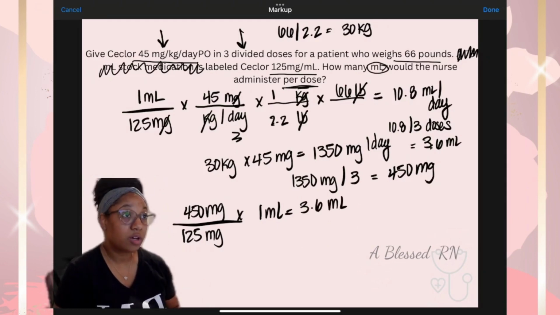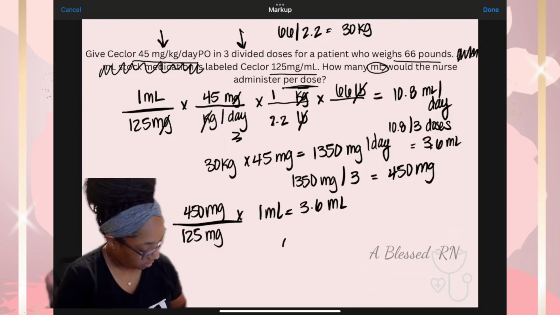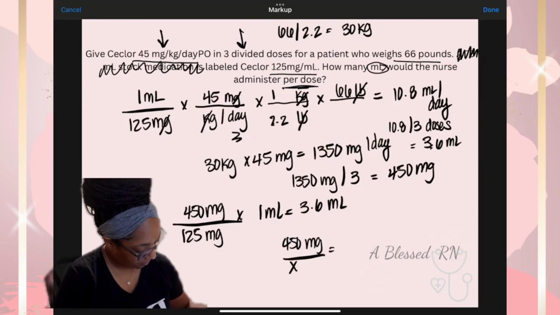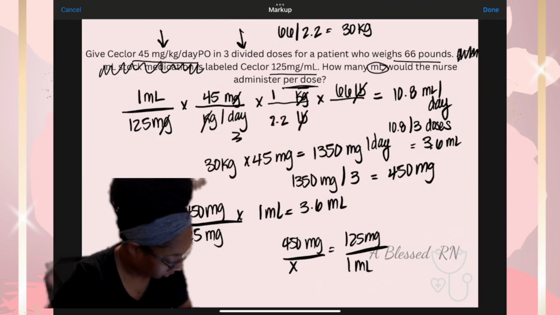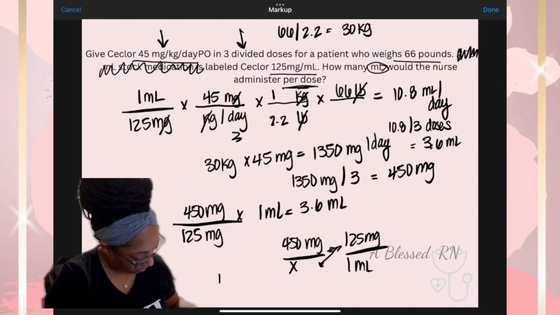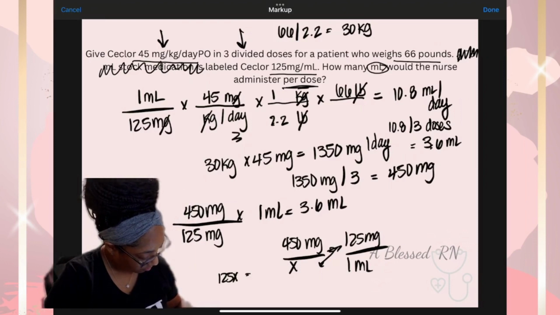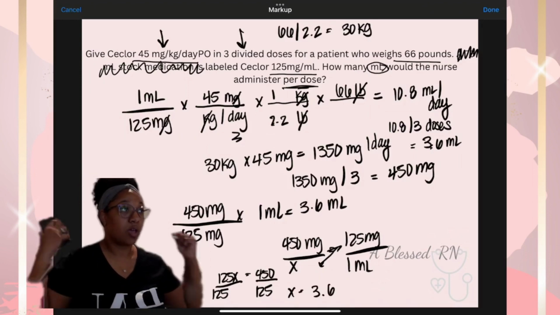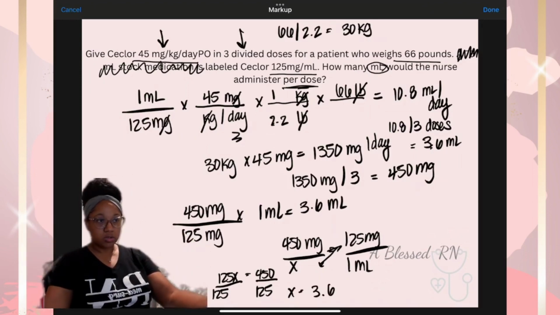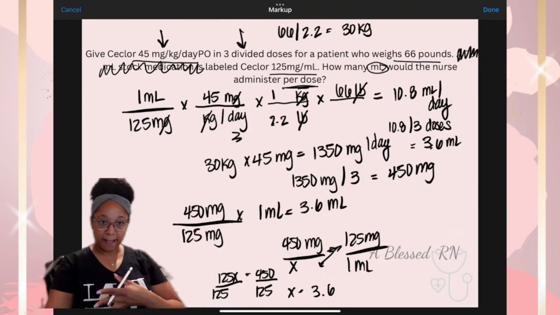And then you can also set it up as a ratio and proportion. 450 over x equals 125 milligrams over 1 ml. And then you cross multiply. So that'd be 125x equals 450. And of course, you divide and get x by itself, and it's still going to equal 3.6. See, you got different ways to get there, okay?